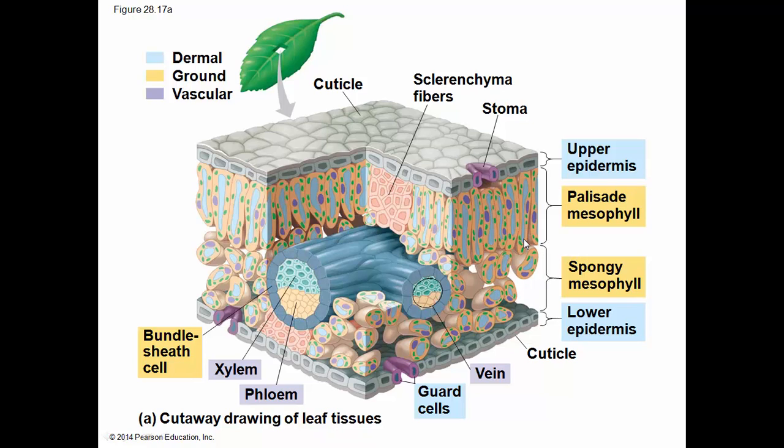So this is figure 28.17 in your textbook. It provides an overview of the leaf structure. The epidermis is interrupted by pores called stomata, singular stoma, which allow exchange of carbon dioxide and oxygen between the surrounding air and the photosynthetic cells inside the leaf.